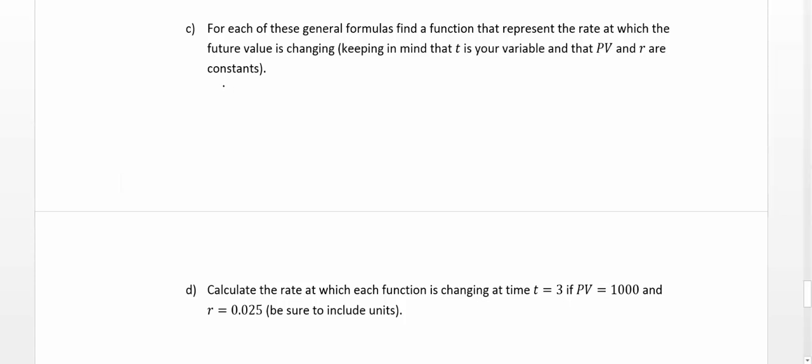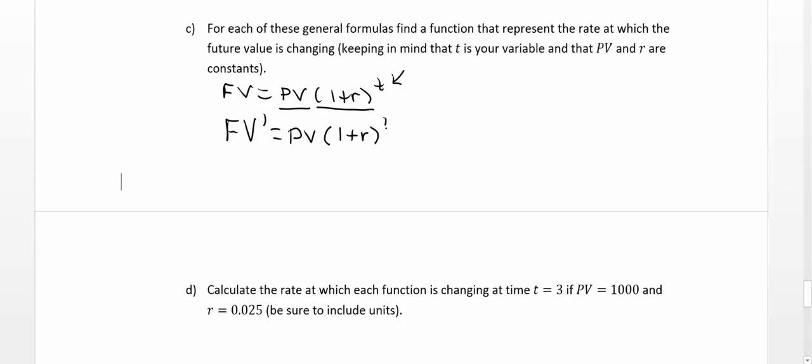So let's start with the first function we had, which was future value equals present value times (1 plus R) to the t. Since t is our variable, if we're going to take the derivative of this function, it's an exponential function because we have a number raised to t. So we can write the derivative like this, FV prime. Now, PV is a constant, so this is a constant multiple situation. So PV is going to multiply our derivative here, and the derivative of an exponential says we're going to get the same thing back times the natural log of the base. And my base here was 1 plus r.